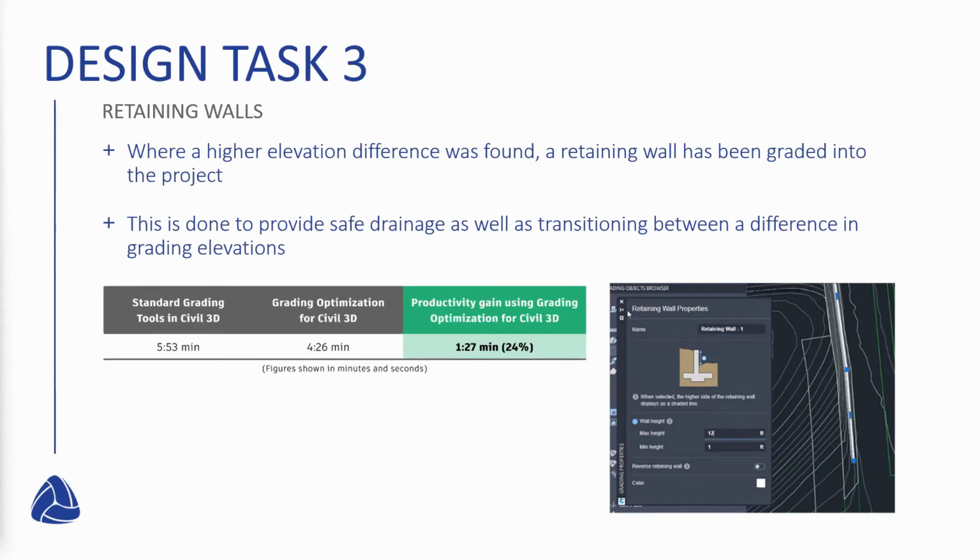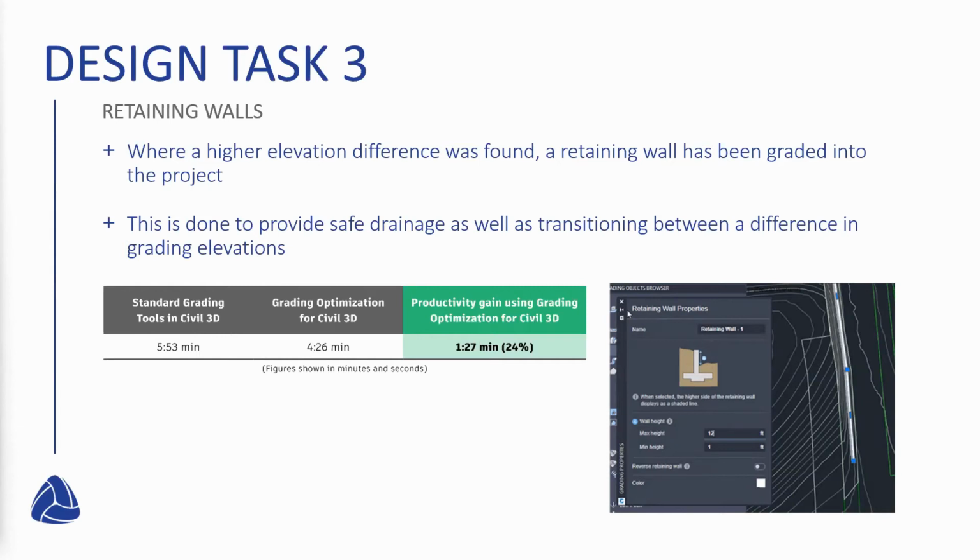And this process is, even when you use the standard Civil 3D grading tools, it doesn't take too long. As you can see there, it took around 5 minutes, 53 seconds, and we saved around 1.5 minutes on that. That's around 24% time saved when doing retaining walls. Now, 24%, I mean, you'd rather look at the 1.5 minutes. It doesn't save too much time, but it's a much simpler process.